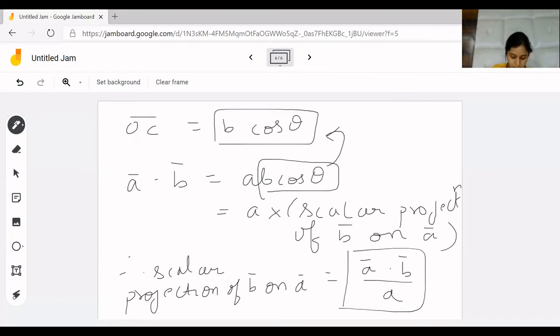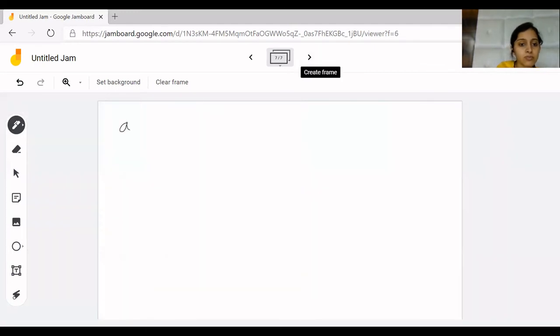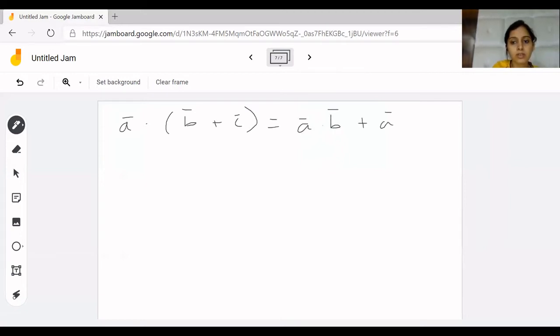Now, if A, B, and C are three vectors, then we can write the distributive property, that is A bar dot (B bar plus C bar) equals A bar dot B bar plus A bar dot C bar. Simple, like multiplication, you can do this. So basically, the dot product is distributive in nature and you can use the distributive law. The vector product, that is the cross product, is not distributive.